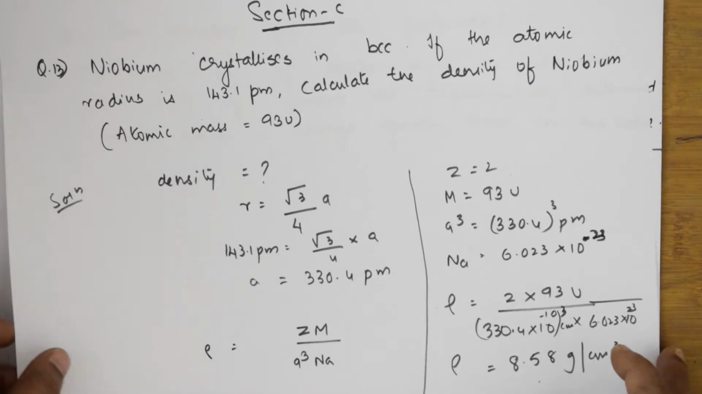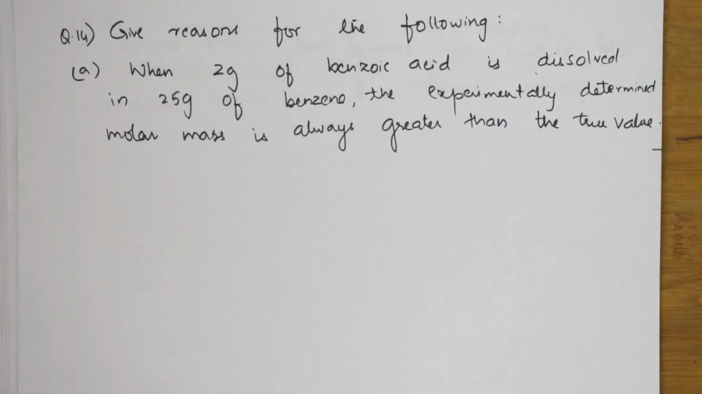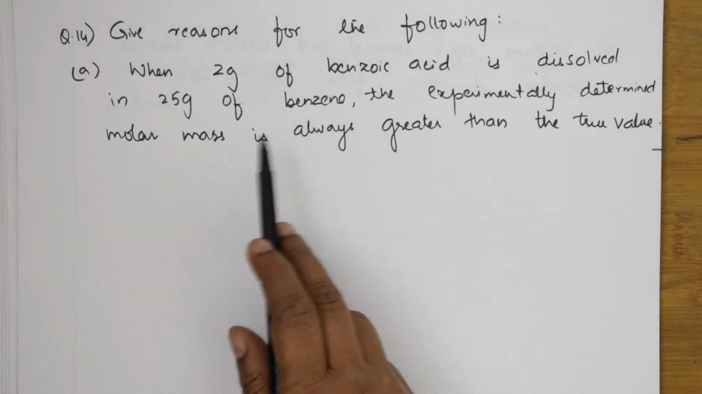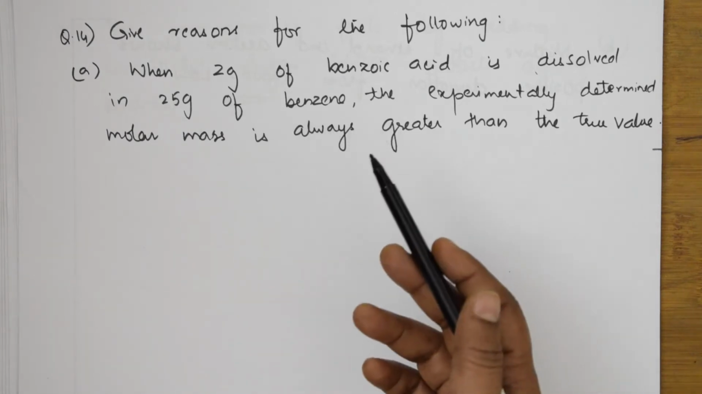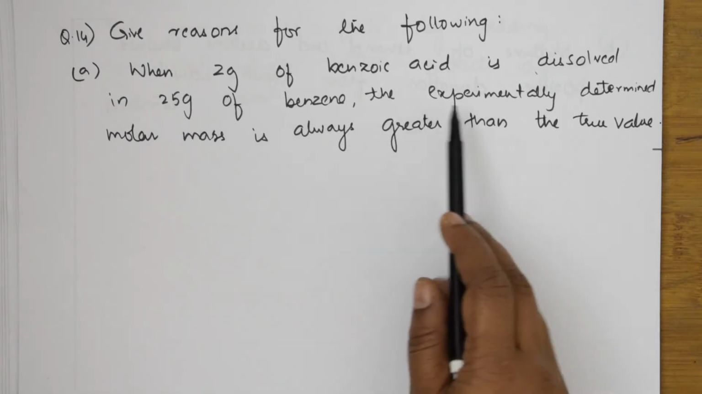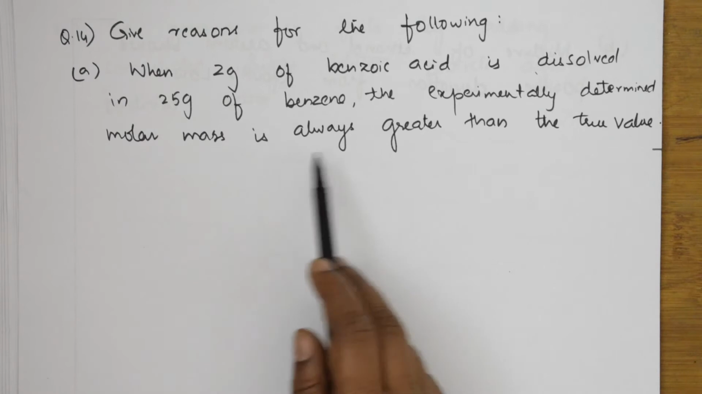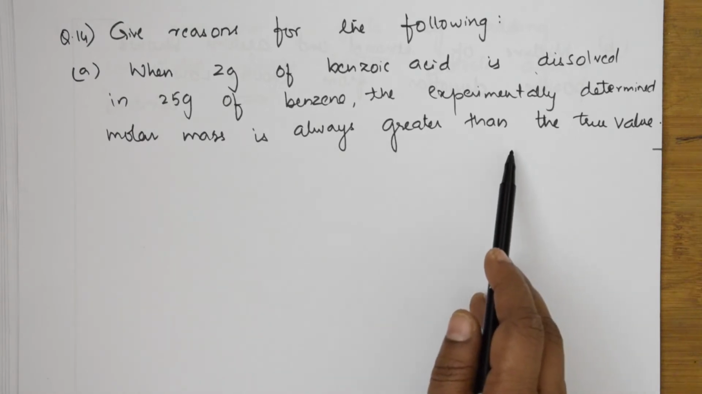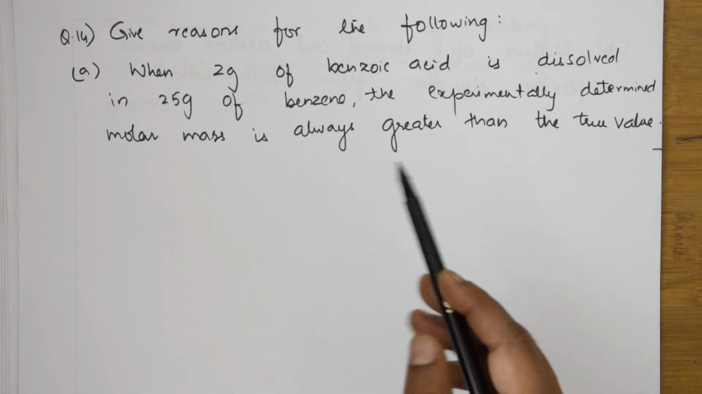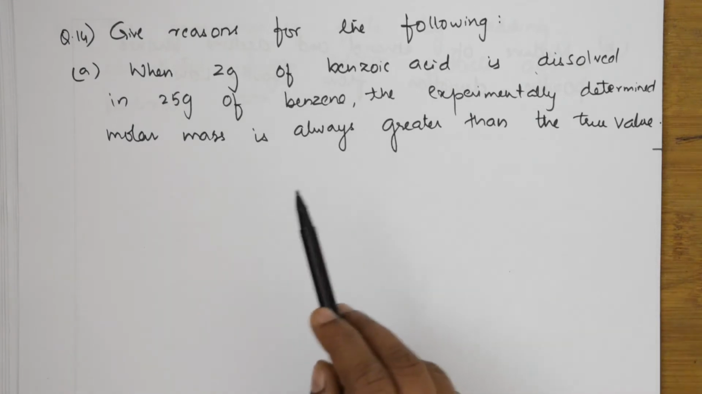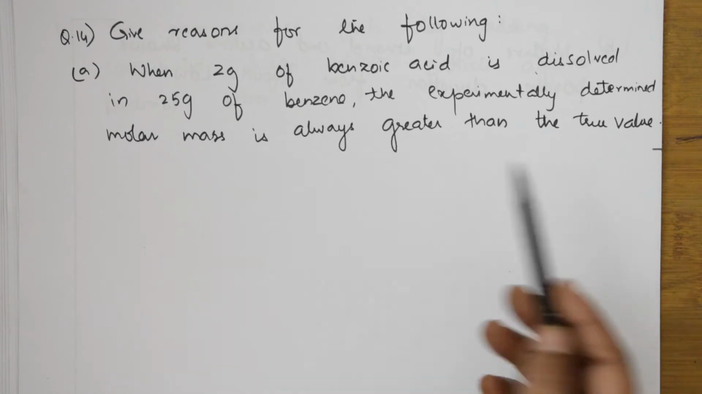Now let's come back and do the next one, that is the 14th question. Give reasons for the following. What did they give me? They said 2 grams of benzoic acid is dissolved in 25 grams of benzene. The experimentally determined molar mass is always greater than the true value. Why, they ask. So basically they're giving us a clue here only, saying that benzoic acid is dissolved in 25 grams of benzene.